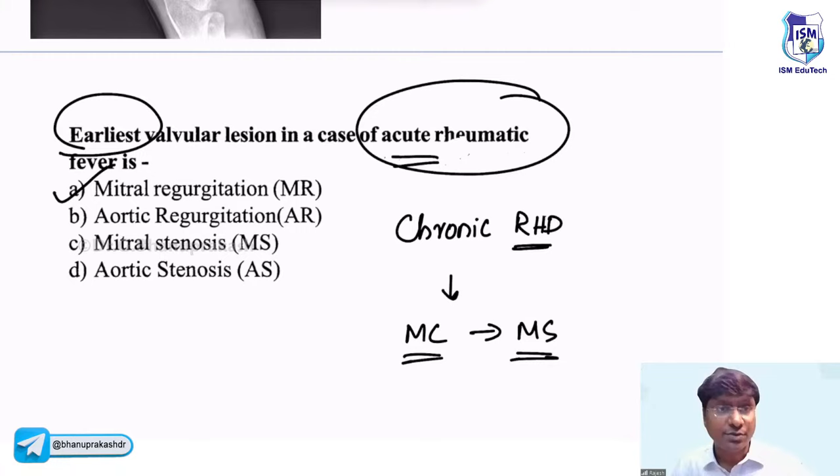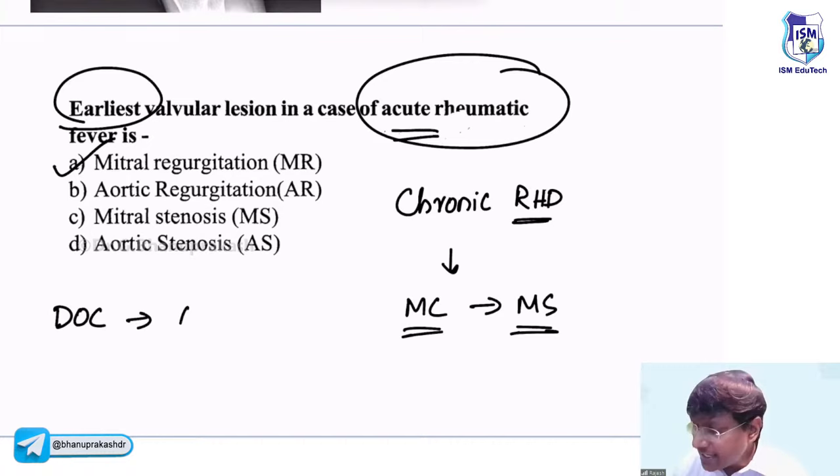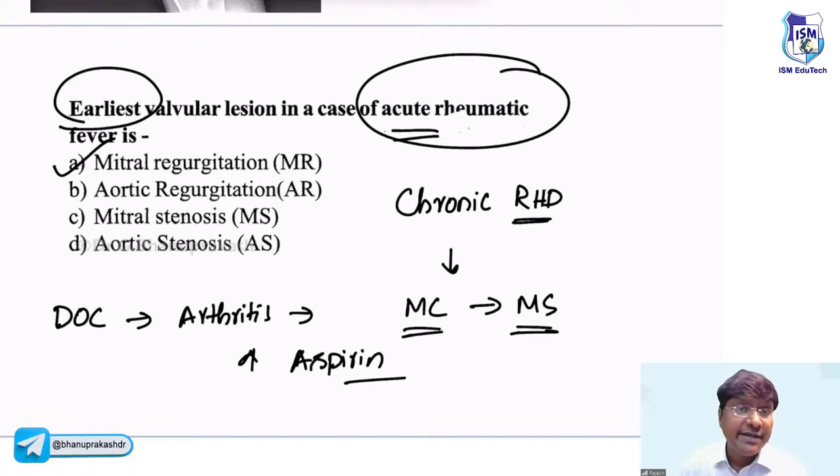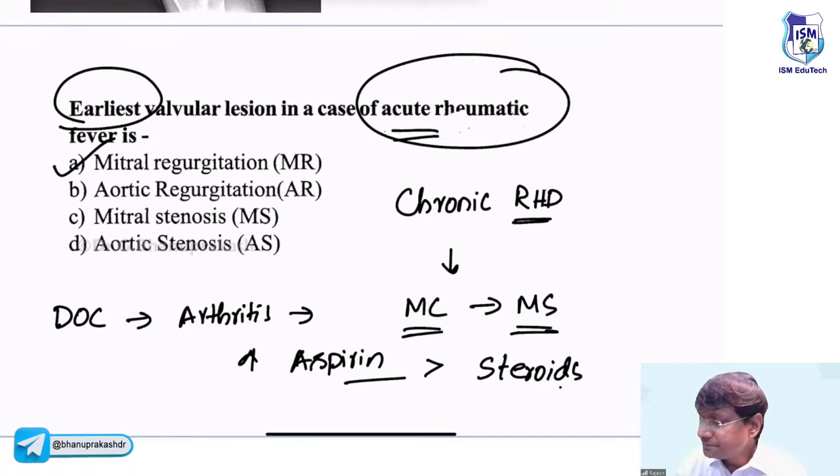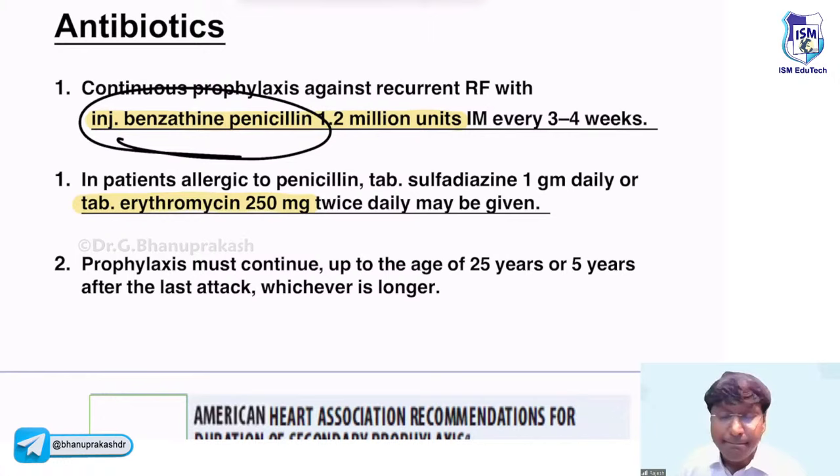All right. And you need to know the treatment. The drug of choice for arthritis in patients with rheumatic heart disease is high-dose aspirin. You need to give high-dose aspirin, all right? And only when the individual is refractory to aspirin is the point when you need to give steroids, okay? And prophylaxis is very important in rheumatic fever, which has to be given every 21 days. The prophylaxis is given with the antibiotic benzathine penicillin, deep intramuscular, 1.2 million units should be given.